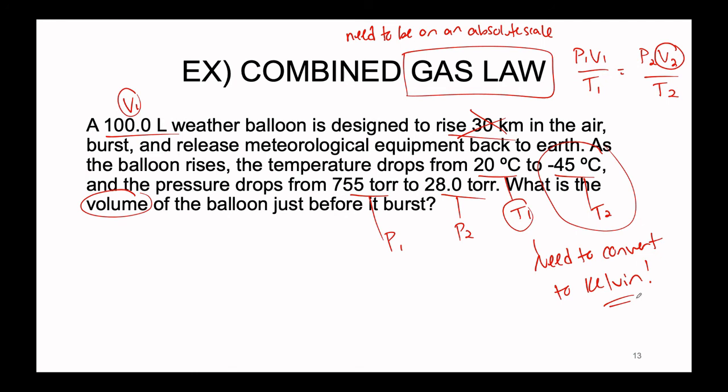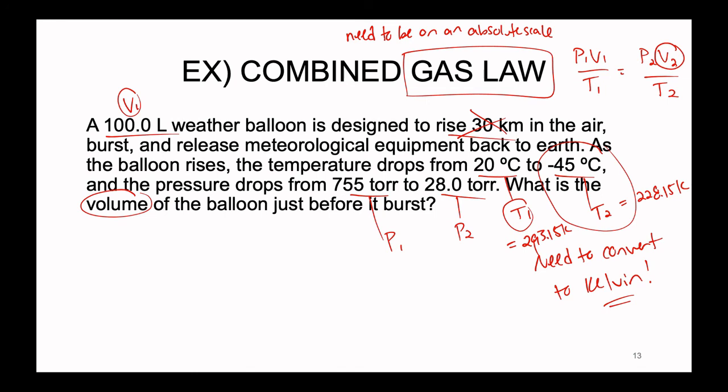Everything on the Kelvin scale is positive. So this is the way that we can remove that negative sign, by converting into the unit of the Kelvin. If we convert into the unit of the Kelvin, our T1 is going to be equal to 293.15 Kelvin, and our T2 is going to be equal to 228.15 Kelvin. Now these numbers are larger, but that's totally fine.